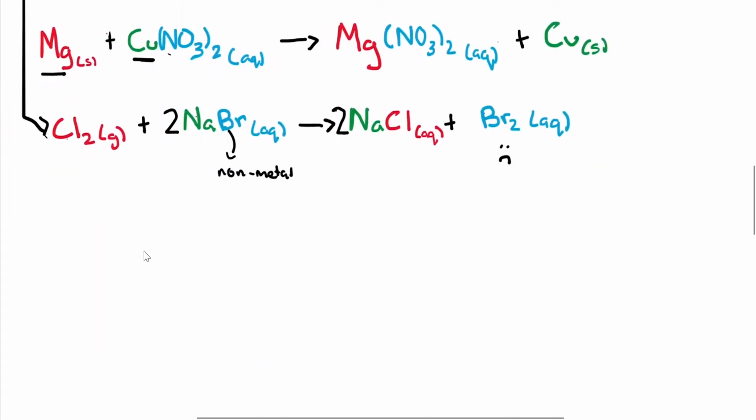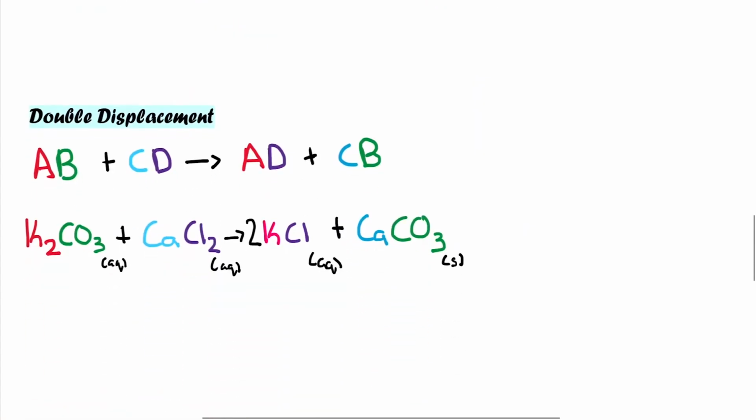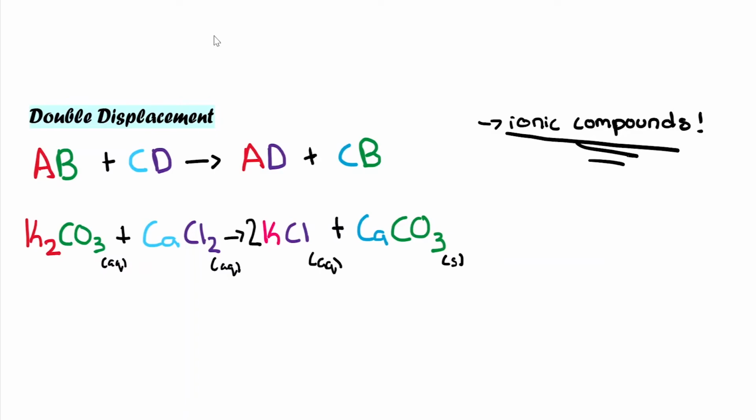Next, we're going to be looking at double displacement reactions, and this is a bit more interesting. Double displacement reactions are reactions that occur between two ionic compounds. That's very important. They're always between ionic compounds, and you'll often see them in aqueous solutions when they dissolve into ions. So that's typically when you'll see them. All right, and what's happening is that these ions are exchanging places.